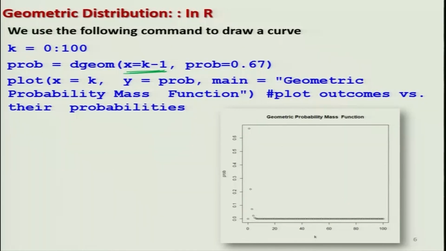So, but according to the definition that we have learned, it should have been k, but it does not make any difference. So, I am trying to take here the value of k, and then we are trying to choose prob equal to 0.67, though you can take anything, and then we are trying to compute the different probabilities, and we are trying to plot the probabilities with respect to the value of x, right, and the title here will be geometry probability mass function and so on, right.